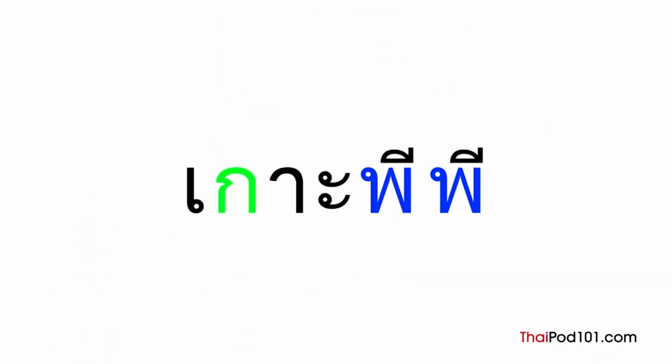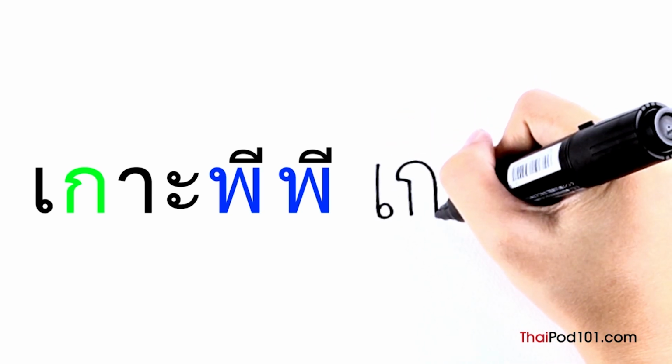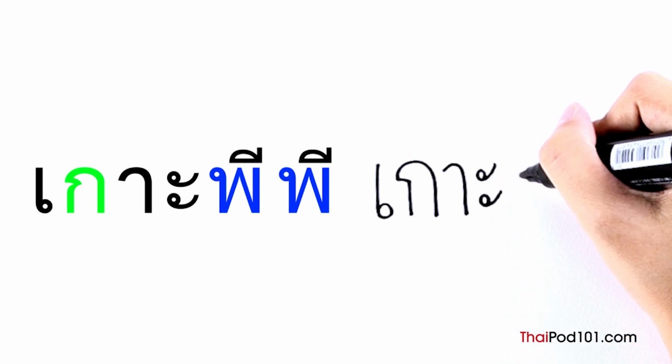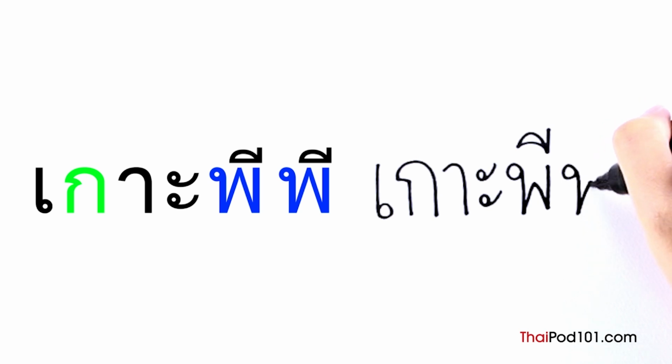Last one for this lesson. Write PP Island. สระเอ, กอไก่, สระอา, สระอะ makes เกาะ for the first syllable. Then พอพาน, สระอี makes P, and another พอพาน, สระอี makes P again. เกาะพีพี. If you're wondering why we aren't using the mayamok to duplicate the P, it's because we don't usually use it for names.